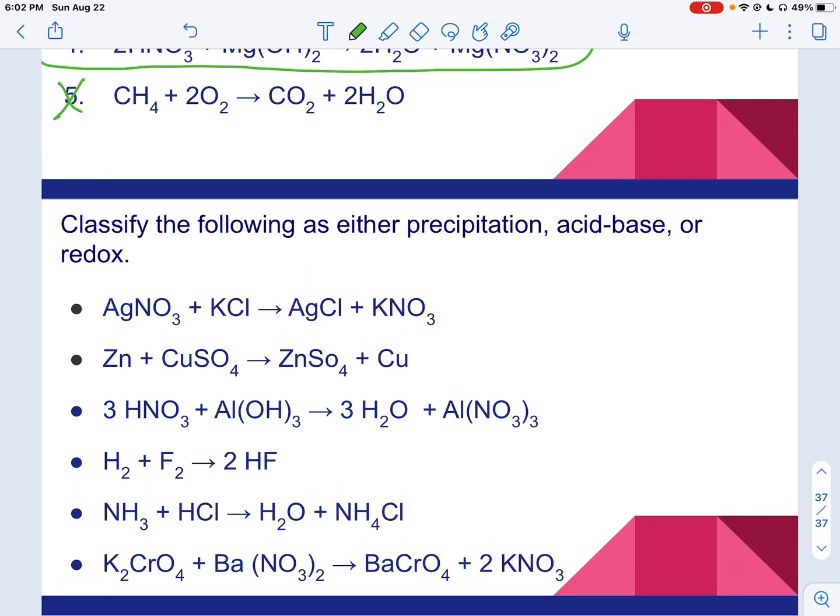So now I'm just going to give you a bunch of reactions that I think you should probably pause the video and answer on your note sheet, and then come back and check your answers and bring any questions that you have to class. So this is precipitation. We can go into what it is, but this is going to be the precipitate. This is going to be the solid based on our solubility rules.